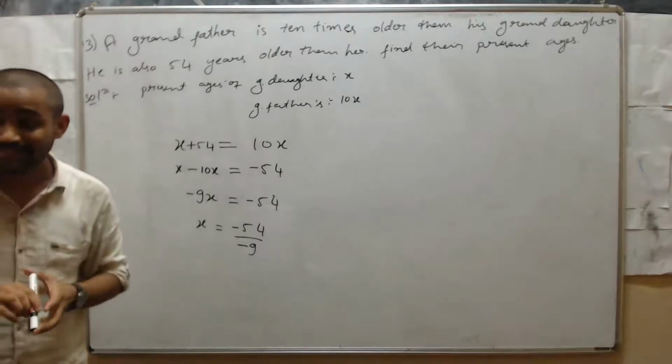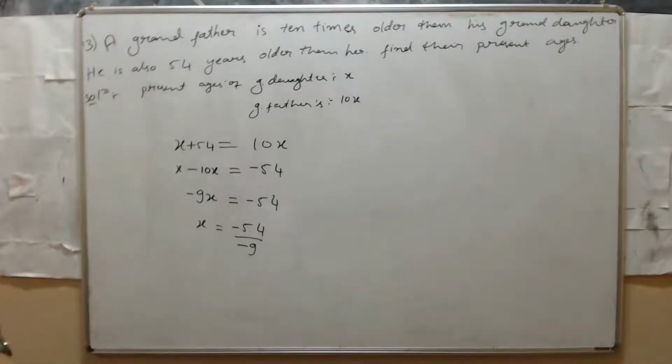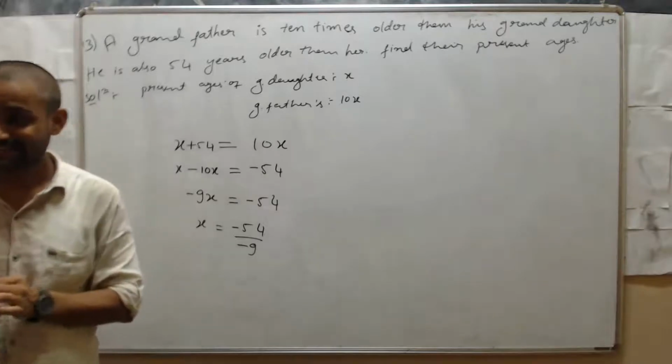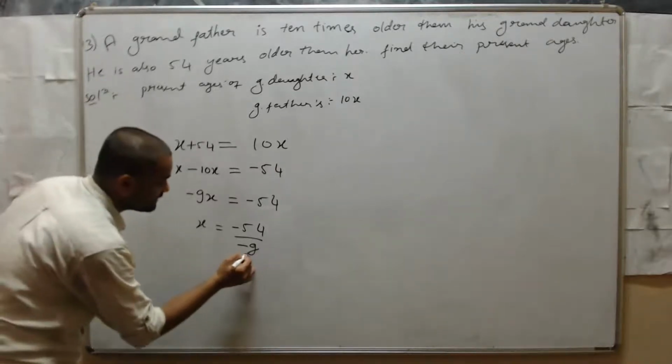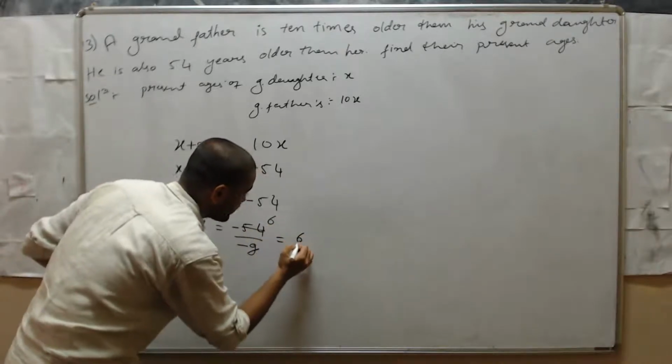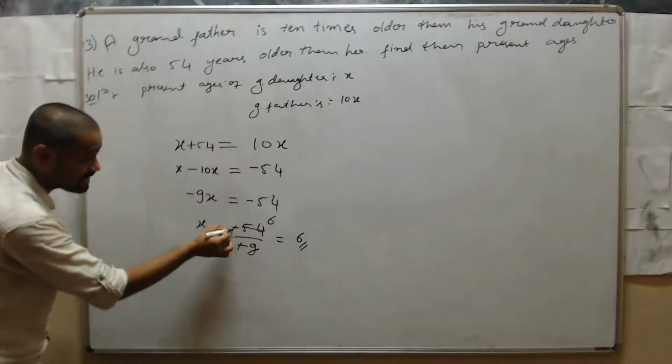And then what's the value of x? You have to comment. What is the value of x? Yes, Sharat Kumar and Lakshmi, x is equal to 6. Yes, students. 9 sixes are 54. x is equal to 6 is the answer. Here minus and minus are both cancelled.